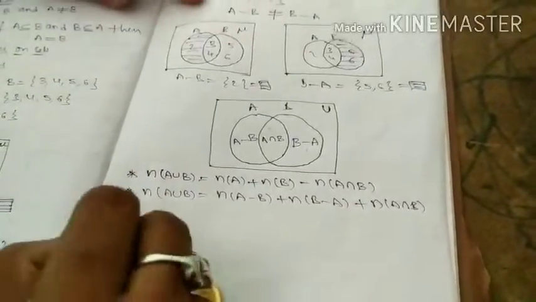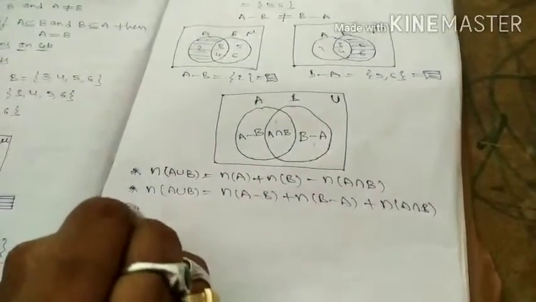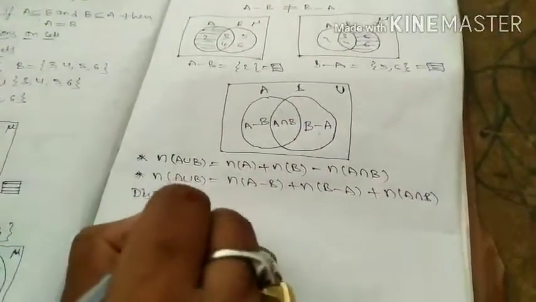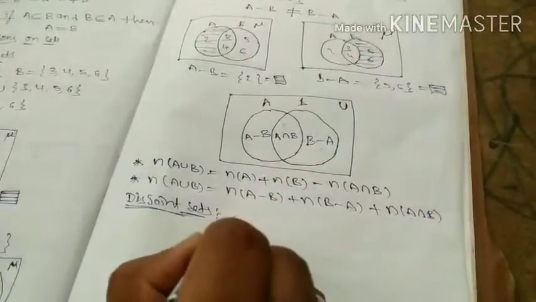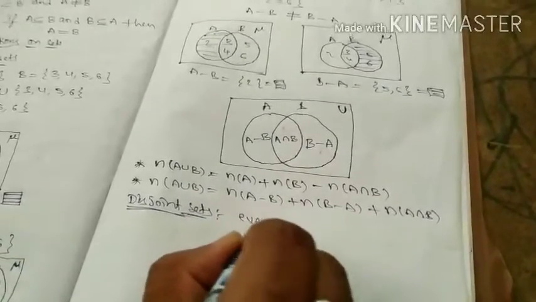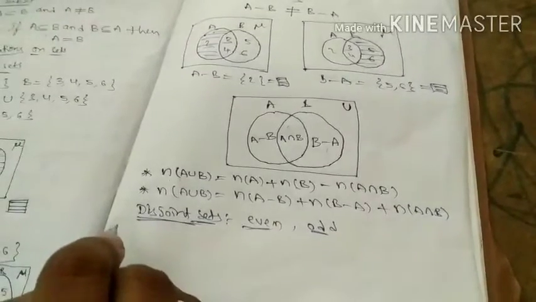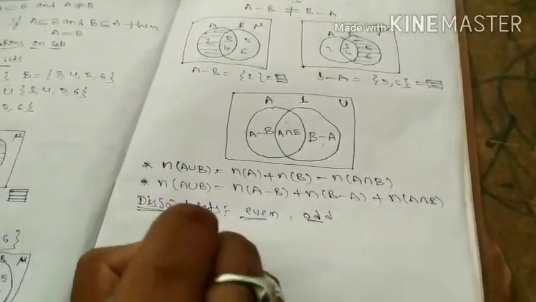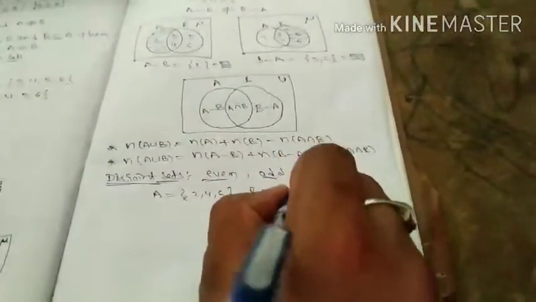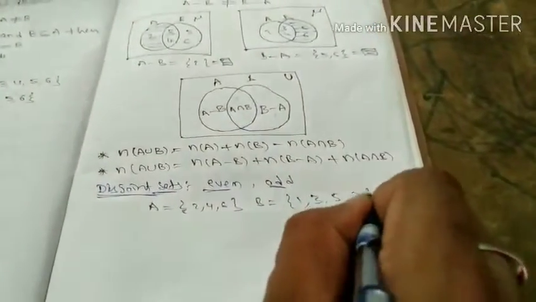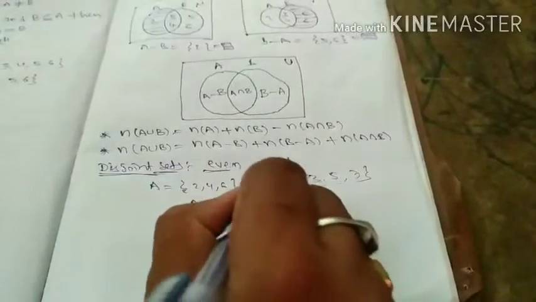One concept is missing: disjoint sets. Disjoint sets means there is no common element in the sets. Example, even numbers and odd numbers, there is no common element. A is equal to 2, 4, 6. B is equal to 1, 3, 5, 7. So observe these two sets, there is no common element, which means A intersection B is equal to the empty set.